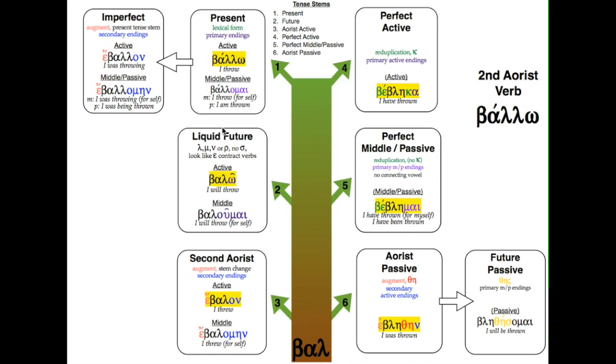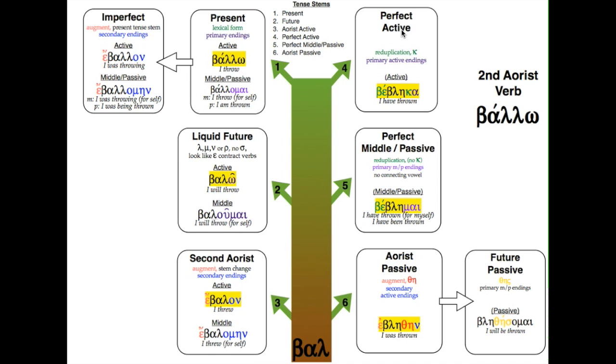And please notice you can have a verb here like ballo that has a liquid future and a second aorist. How obnoxious of it, but it does, okay? That's why you really need to understand all six tense stems to really know the verb inside out.